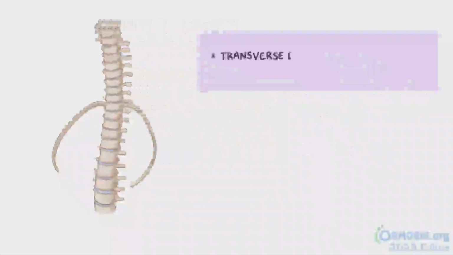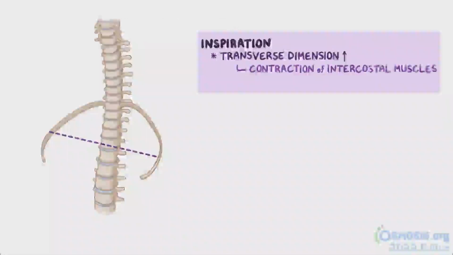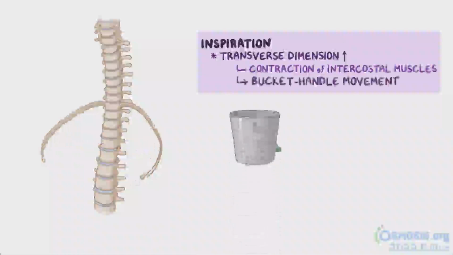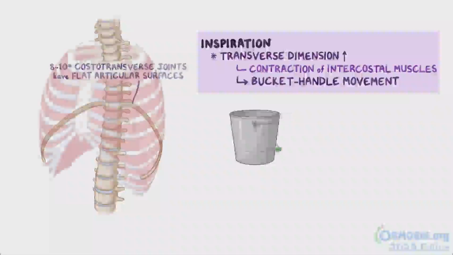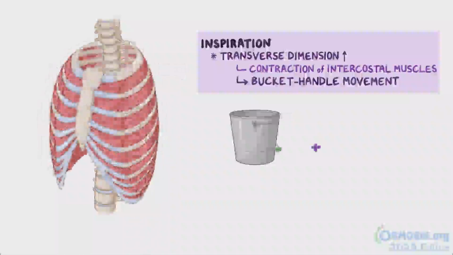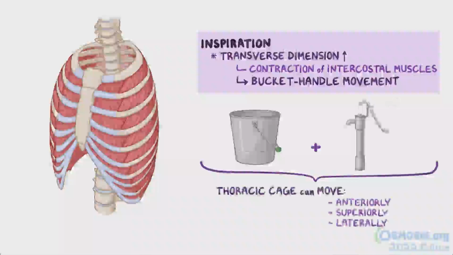Additionally, the transverse dimension of the thorax also increases during inspiration, as contraction of the intercostal muscles raises the middle, lateral-most parts of the lateral lower ribs to create a bucket handle movement, made possible by the 8th through 10th costotransverse joints having flat articular surfaces which allow gliding. These combinations of movements allow the thoracic cage to move anteriorly, superiorly, and laterally to accommodate air inflow during inspiration.